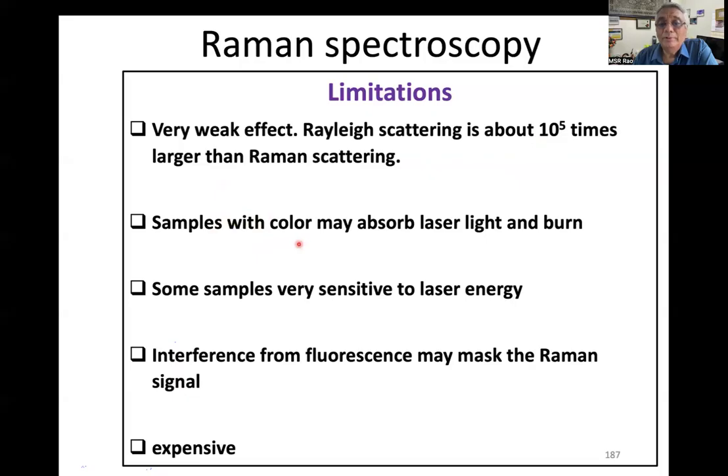Samples with color may absorb laser light. One of the problems in laser Raman spectroscopy is that the emitted light intensity can be very strong because we are using a laser as a source, and you can have laser-induced damage. That's one possibility. These days, laser sources are used in more and more Raman spectrometers. Some samples are very sensitive to laser energy, which has to be taken into account.